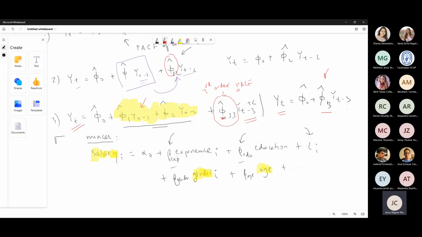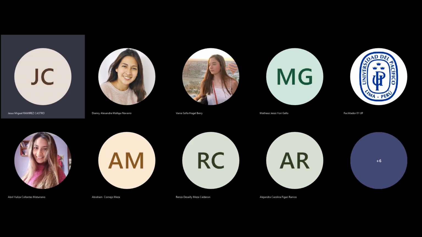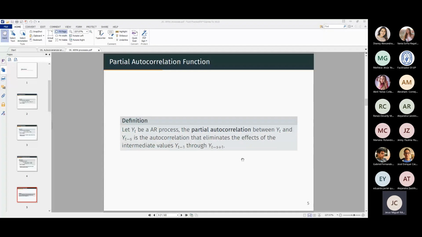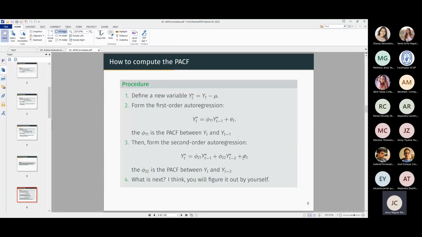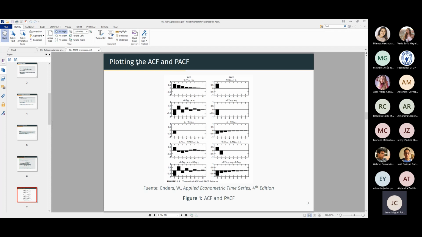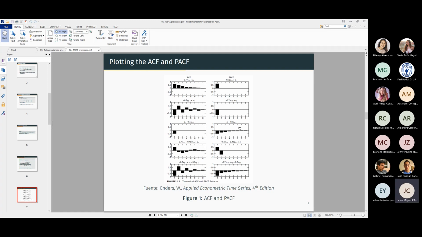And the main function of these guys. Now let's go back to the slides. Okay, this is the same that we have talked before, that we can use the ACF and PACF to make a hypothesis of what is the true data generating process of your time series.